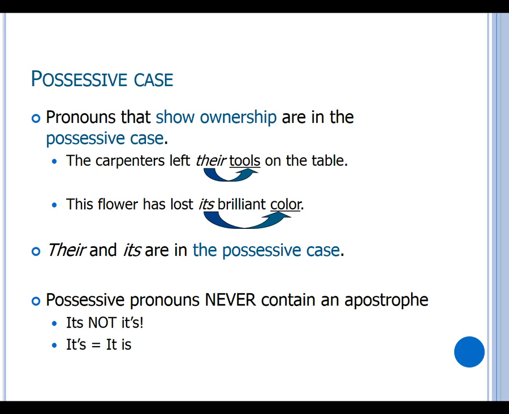Looking at the pronoun its, its is commonly confused with it apostrophe s. These are two different words. The possessive pronoun its should never be written with an apostrophe. It apostrophe s is a contraction for it is.